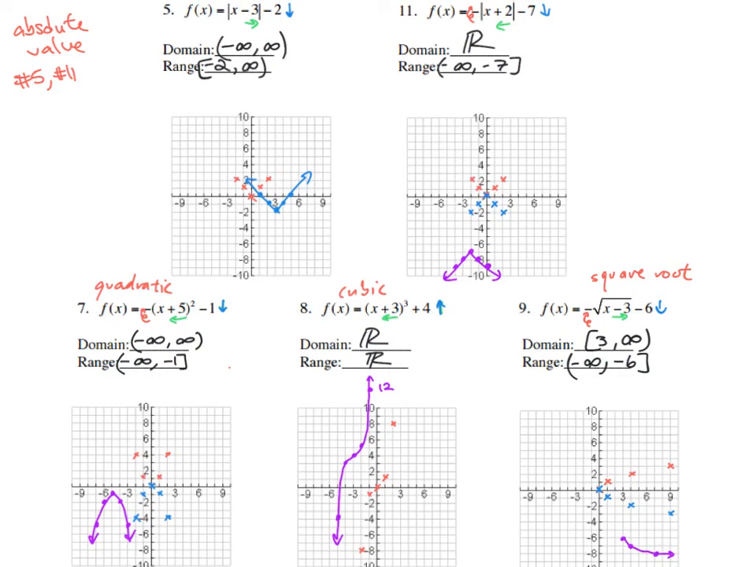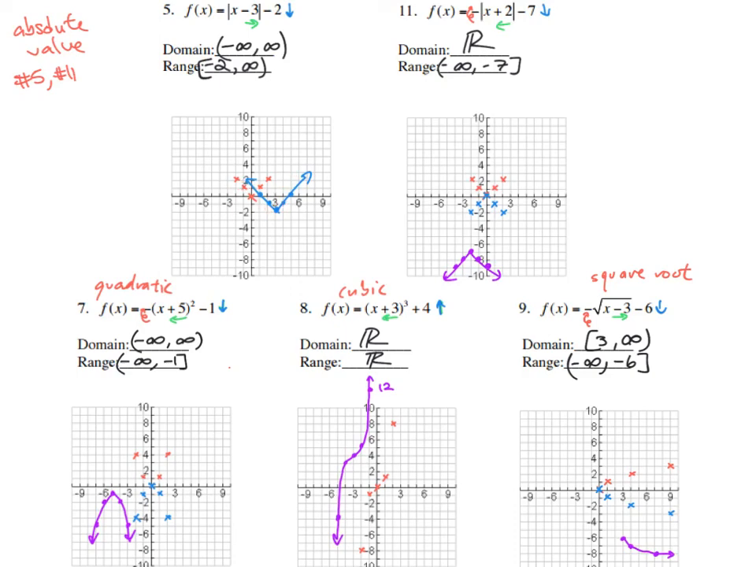And here are all of the graphs for all of the exercises here. A quick overview. Absolute value for number 5 and number 11. You can tell by the absolute value bars. For number 5, there's a shift to the right of 3 units and down 2 units. So if you get your parent x's up here, you can see if we shift them all to the right 3 and down 2, the graph will be here.